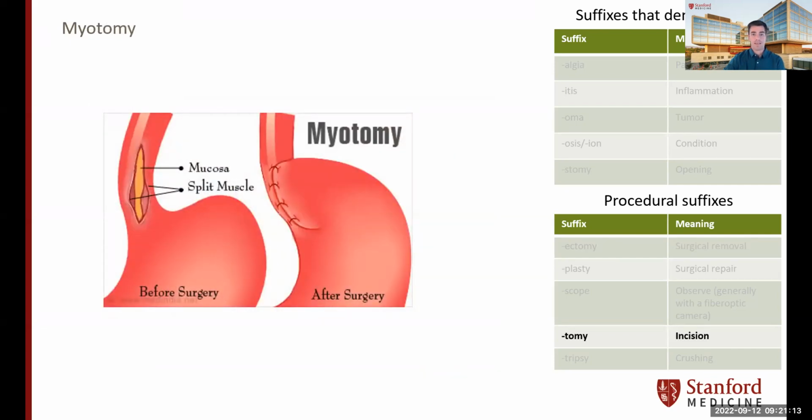A myotomy is an incision. So instead of removing the muscle, we just cut through the muscle.